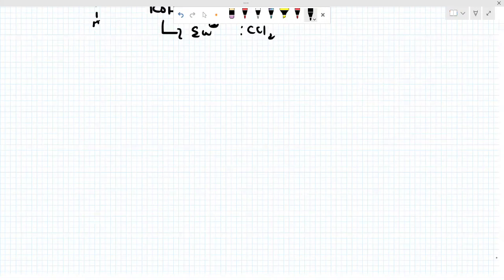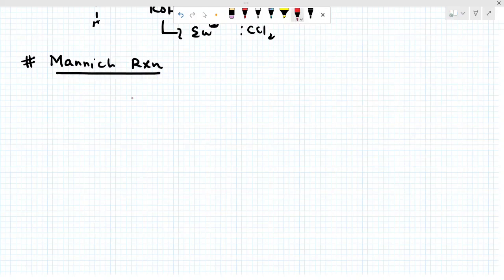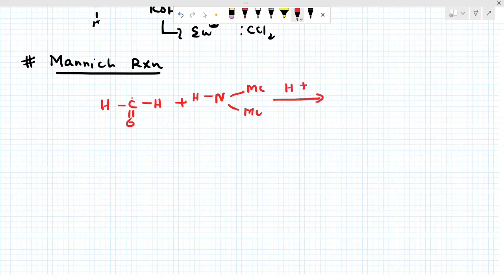Please know one more example. That is called the Mannich reaction. Please know this naming reaction. What is the reagent in the Mannich reaction? Simple. Formaldehyde, plus a secondary amine, that is N with methyl and methyl and H, plus H plus. Now what is going to happen? Please note, initially they form this iminium: CH2 double bond nitrogen, with CH3 and CH3. It has a positive charge, right?